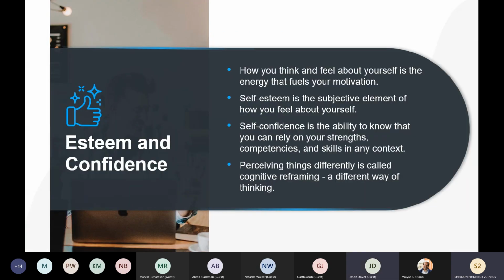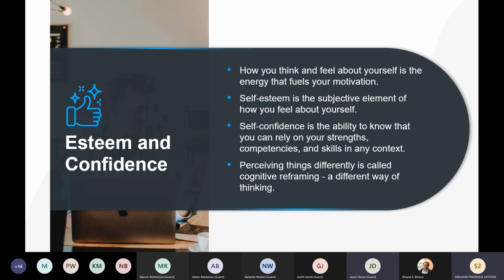How you think and feel about yourself is the energy that fuels your motivation. Self-concept is how we objectively describe ourselves. Usually it is based on our roles and attributes. So, for example, I might say that I am a corporal in the regiment who is currently pursuing an associate's degree at CUSTAT. That's my self-concept. That's how I objectively describe myself.